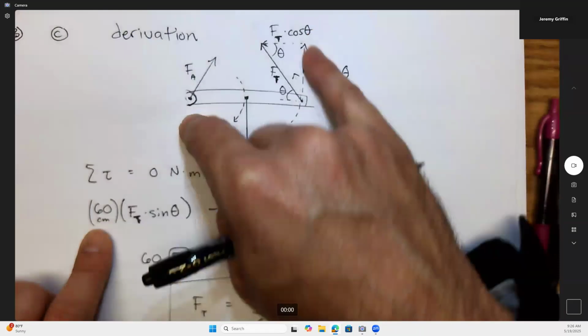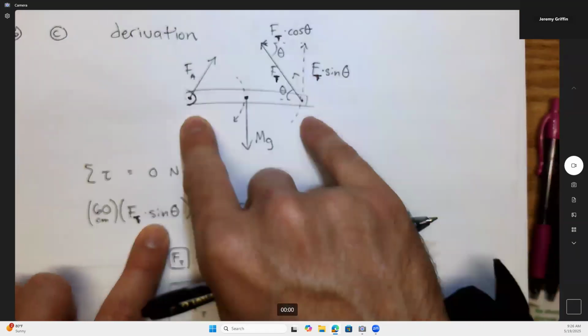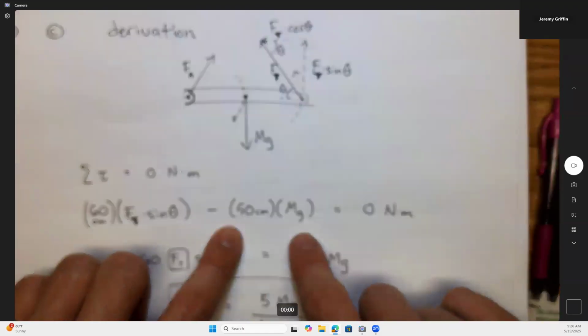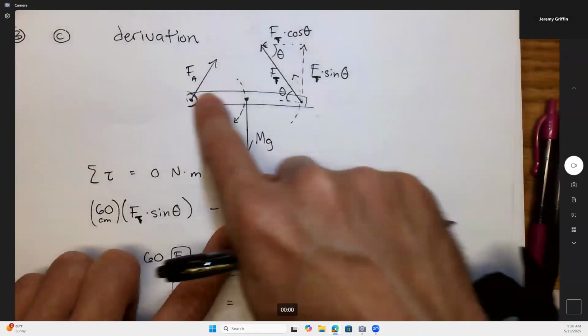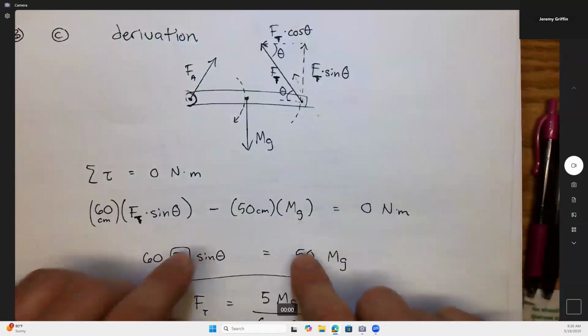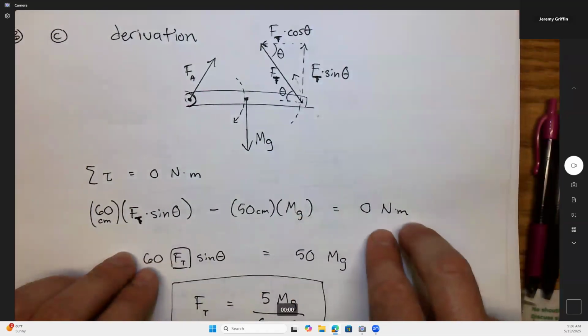Right? You have this tension force at sine theta pulling straight up. So wouldn't this be Ft sine theta, right? You have the perpendicular component. And then if you subtract it, at 50 centimeters out would be acting the weight of the beam, right? It's a uniform beam, so you treat its weight as if it's at center of mass. So that'd be mg, right? That has to zero out in terms of torque.